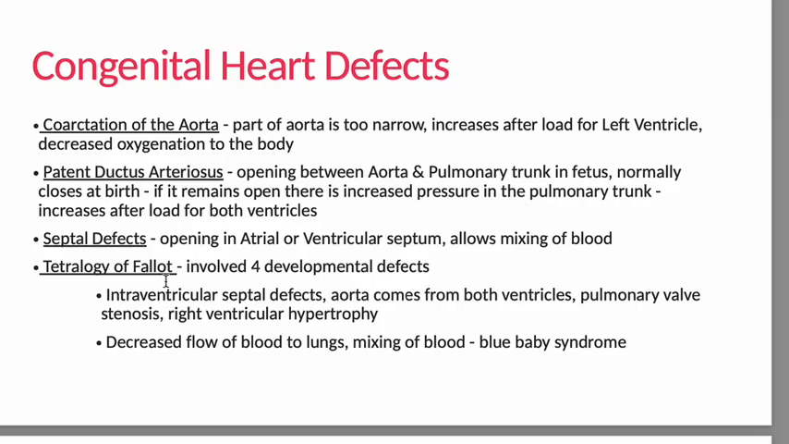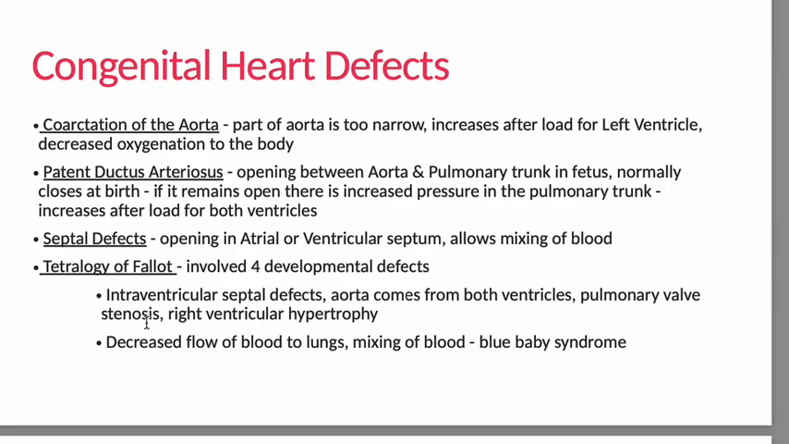Tetralogy of Fallot. So Fallot is a person's name. Tetralogy means 4 things. So this has 4 problems in this condition. We have an interventricular septal defect. So there's some kind of issue in the septum between the ventricles. The aorta is what we call overriding. It is going to come out of both ventricles instead of just the left. The pulmonary valve is going to be hardened, or what we call stenosed.